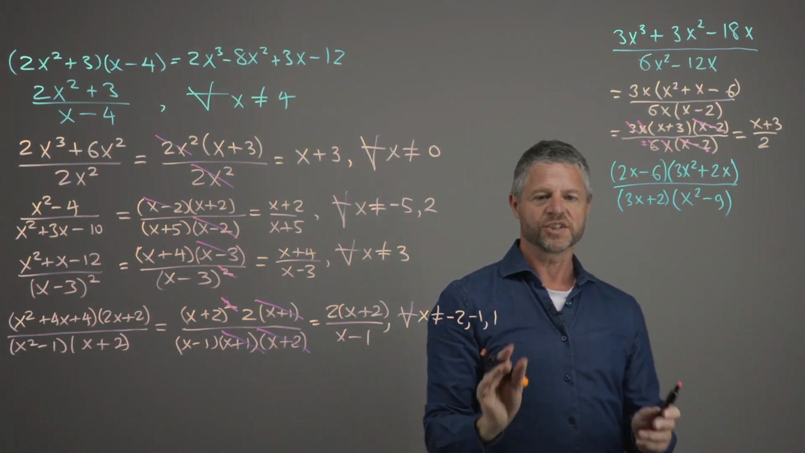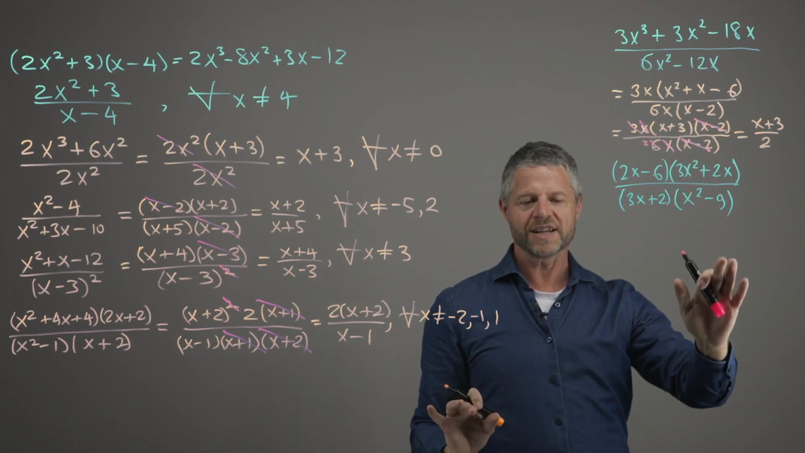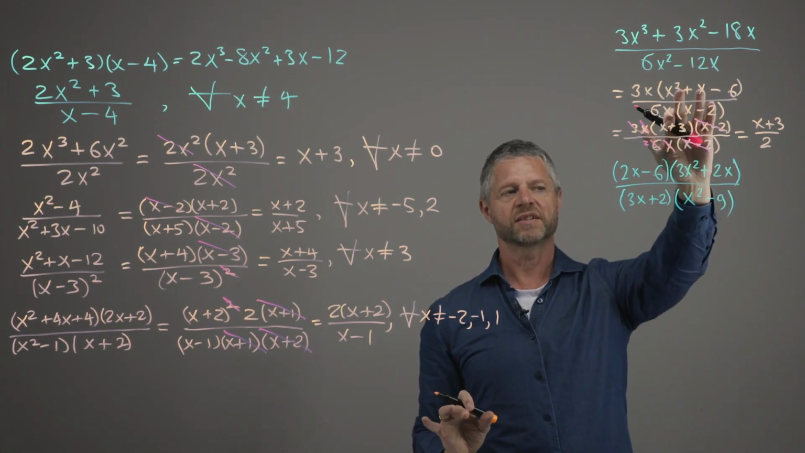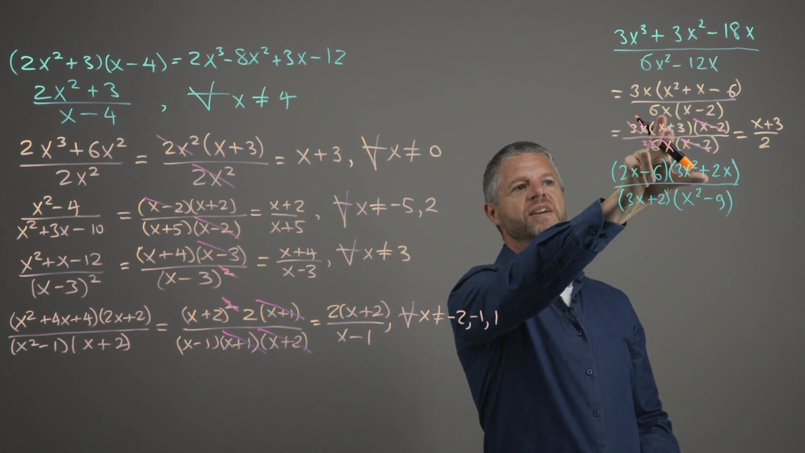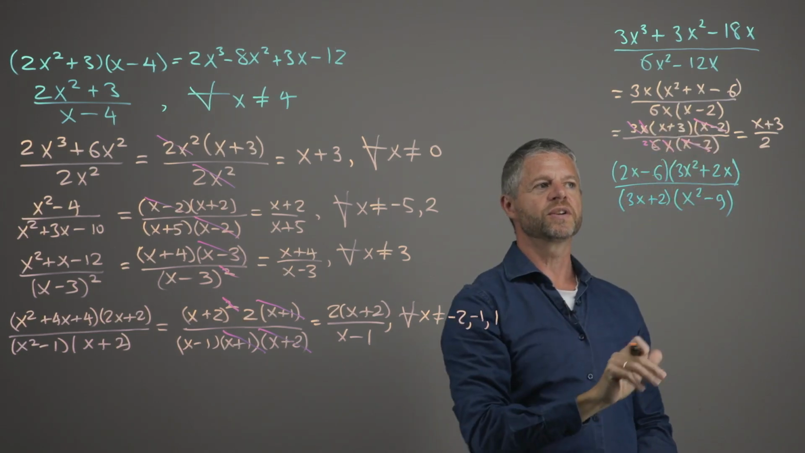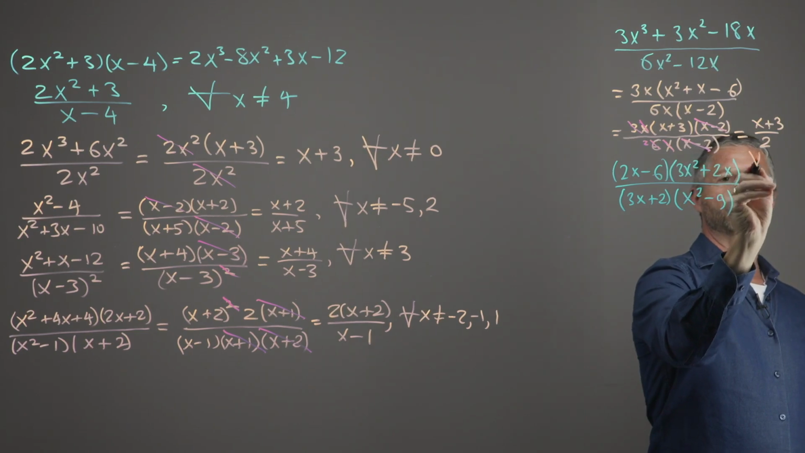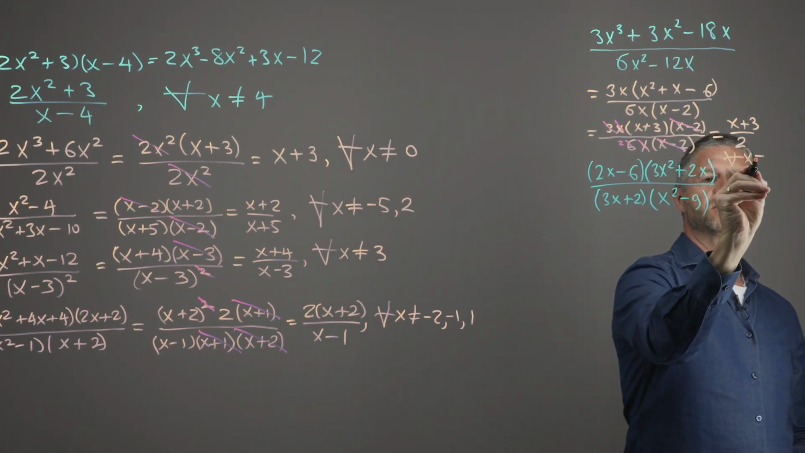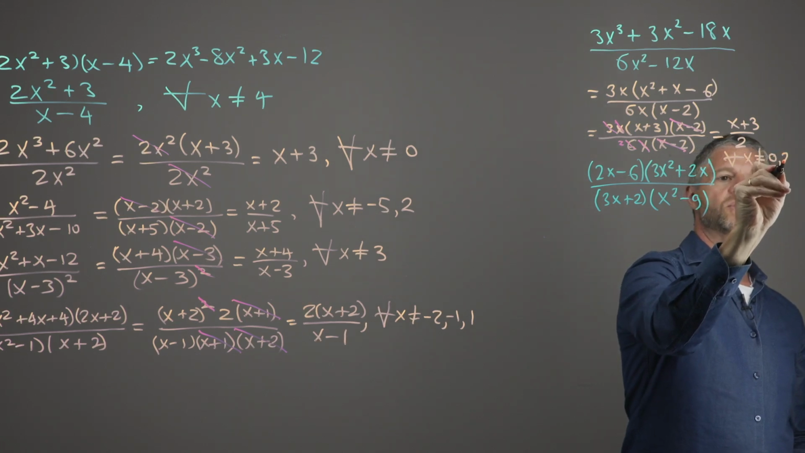and just need to make sure that I'm noting down any values of x for which this rational expression is not defined. So it's not going to be defined when x is either 0 or 2. So for all x not equal to 0 or 2.